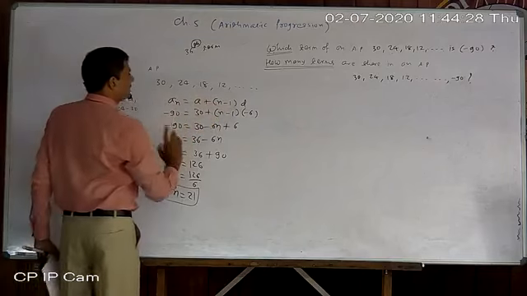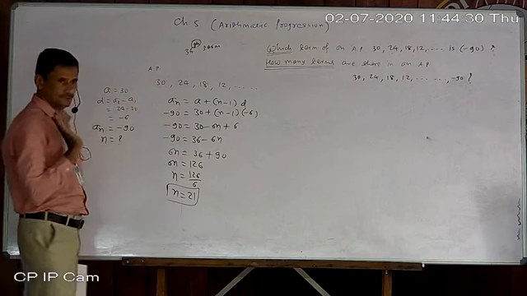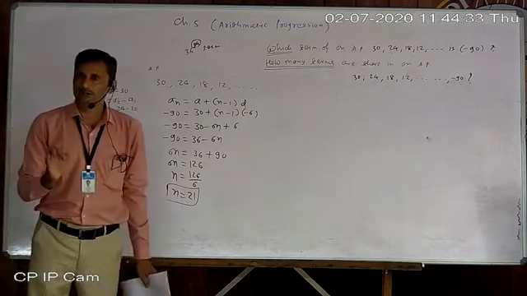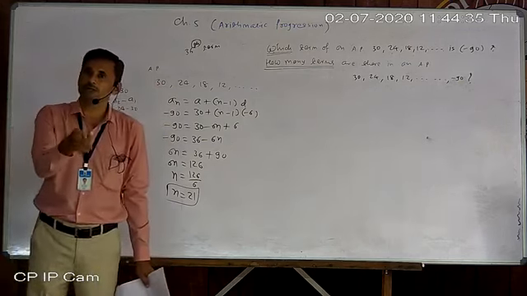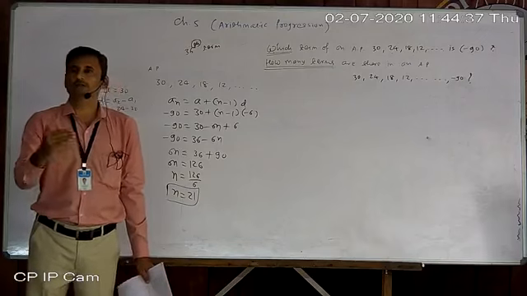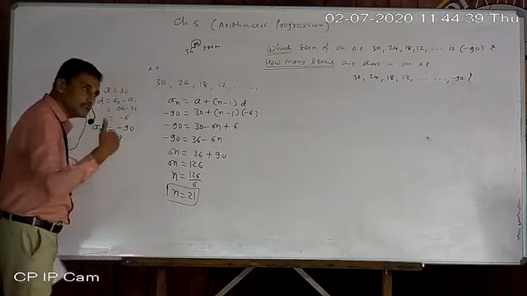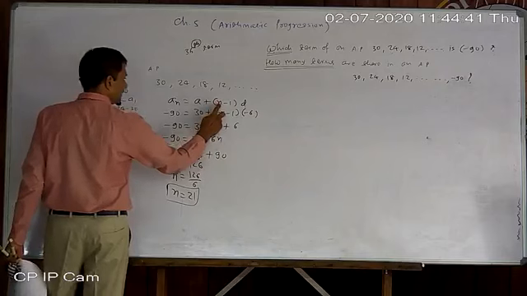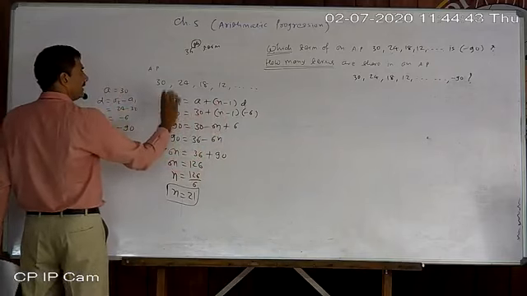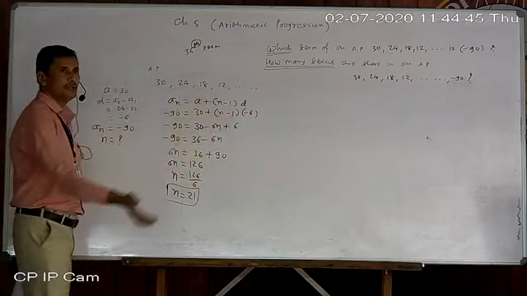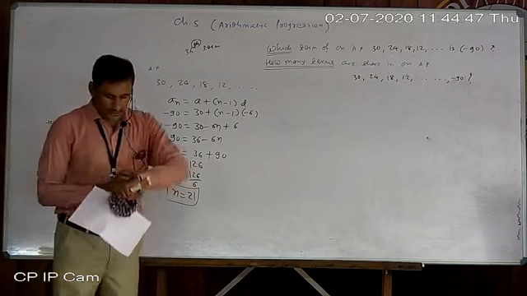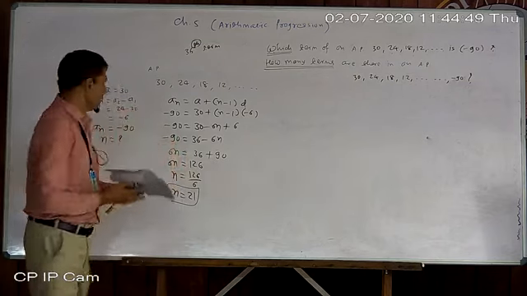A and D are always given whenever an AP is given. Whenever you are given an AP, you are given A as well as D. And then extra, if N is given, then you can find AN. If AN is given, you can find N. So that is very simple.